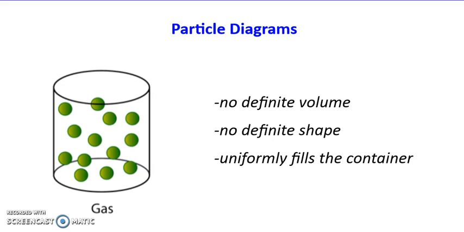Lastly, we have our gas phase, and in this particle diagram, we have no definite shape, no definite volume, and these particles uniformly fill the container. And again, this is a closed system, a closed container. If you notice, the particles are a lot more spread out, and they fill that container completely.